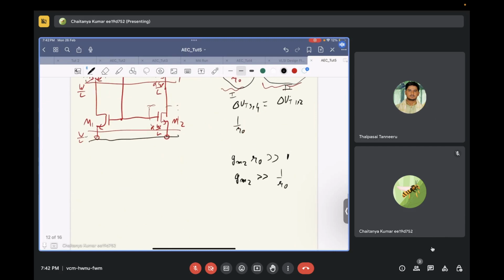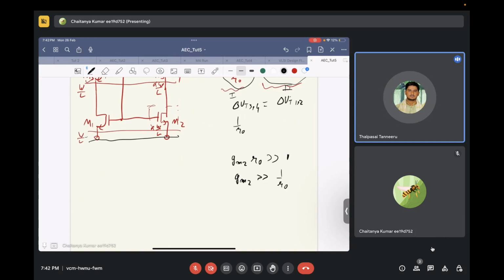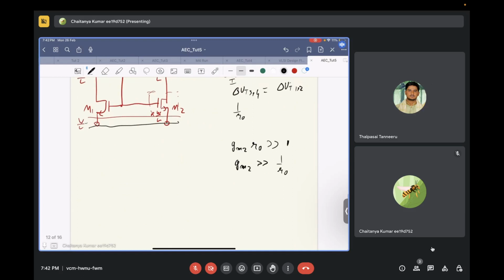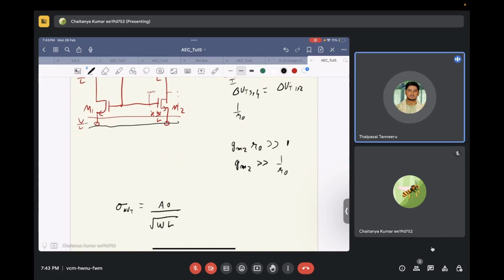Now, do you know how to reduce the mismatches? Yes, sir. We need to bias the lower transistor such that we can compensate that mismatch. Okay, forget about the degeneration. What is the sigma of delta VT, the standard deviation of delta VT? You know that it's basically some constant divided by square root WL. You know about this concept? Yes, sir, you taught it in circuits, but I'm not able to recall exactly now.